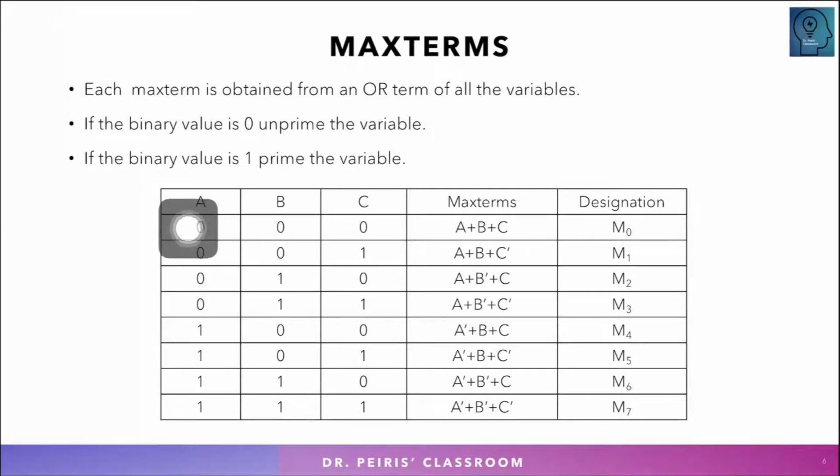So the first one is written as A OR B OR C because all are 0, so we don't prime the variable. The next one is A OR B OR C'. The third one is A OR B' OR C, and then you continue the pattern. The last one becomes A' OR B' OR C' because all are ones. The binary value is equal to 1, so we prime the variable. Now you see the designation. We use the capital M for the maxterms, and again it's going from 0 to 7.